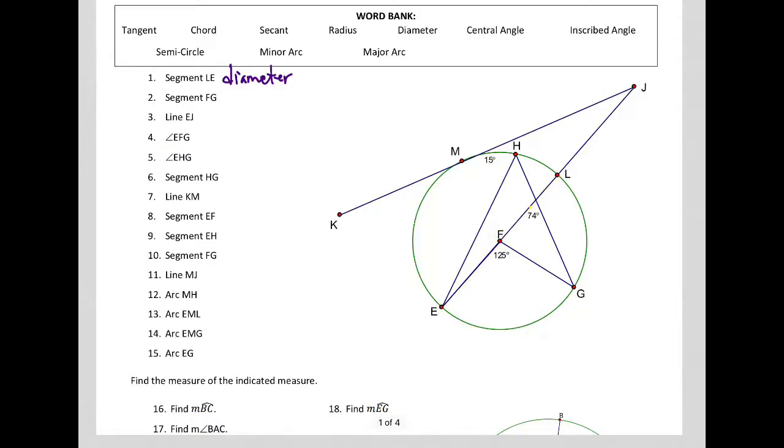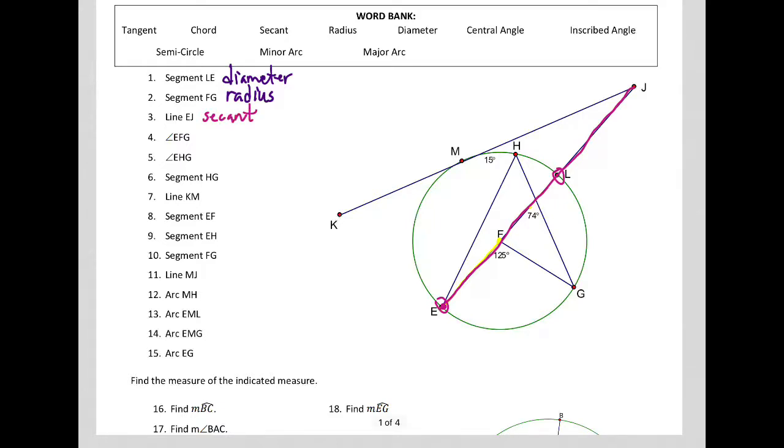All right, in segment FE, if I get rid of my highlighting here, and I highlight F to E, that is from here, the center, to the edge. So anytime you go from the center to the edge, remember that's a radius. And then line EJ, so from E, which is there, to J, that's all the way outside. Remember when a line goes outside the circle and passes through the circle twice, or touches it twice, that is a secant.